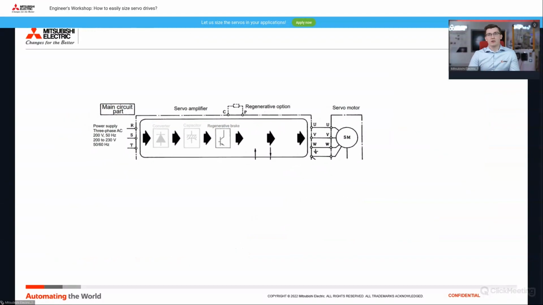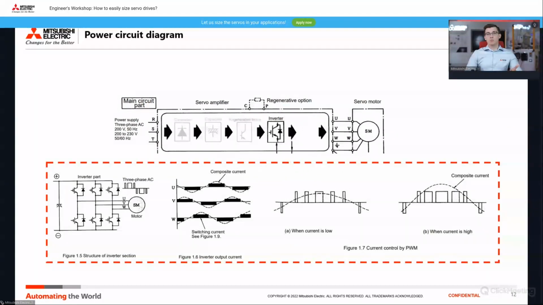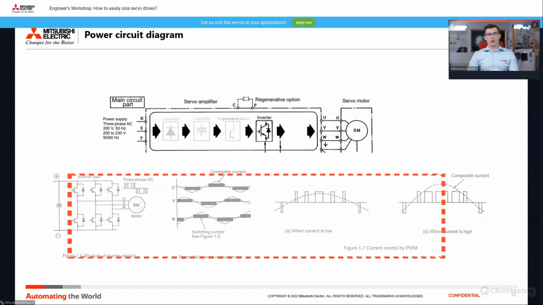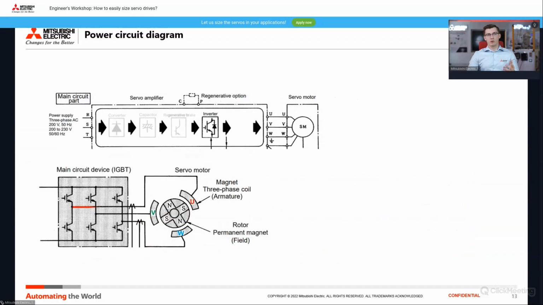The next part is, of course, the inverter. So we change the AC voltage to the DC voltage, and then we need to change the voltage back to the AC, and because of that, we are using the inverter. I will not go into great detail about how the inverter works, because it is basic knowledge and not always needed for the sizing.